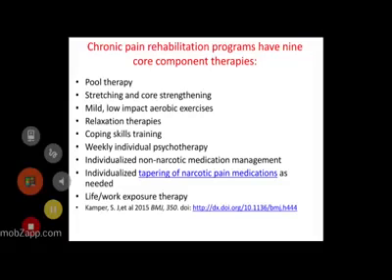Then there is weekly individual psychotherapy. Psychotherapy is a very important aspect when you're dealing with chronic low back pain. Now, there is individualized non-narcotic therapy. Some patients are taking narcotics, the highest pain medication available. There is a program called individualized tapering of narcotic pain medication. Because if you take narcotics, patients get addicted, so it is very important for them to do a de-addiction protocol so that they go from narcotic to non-narcotic management.